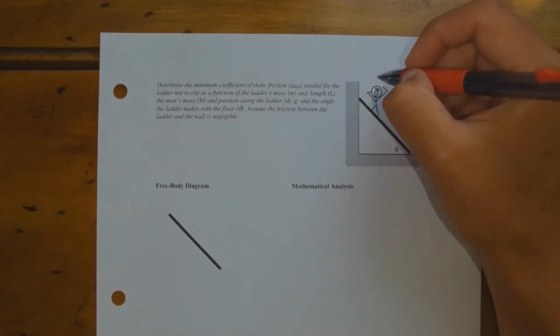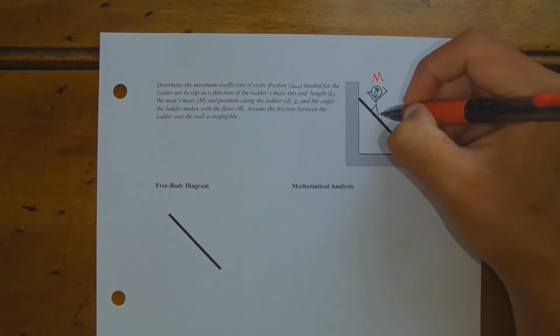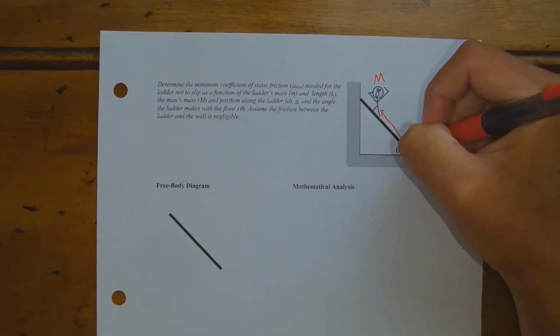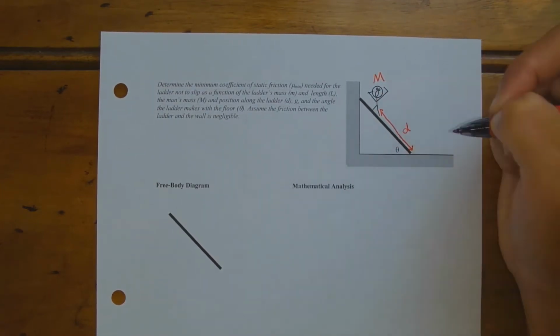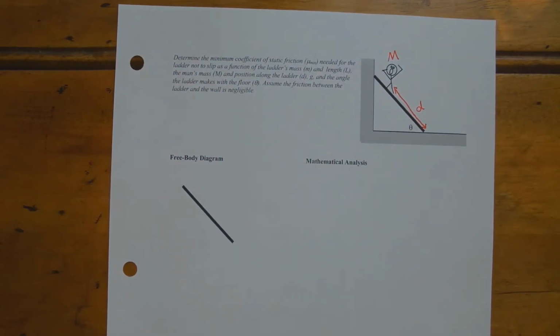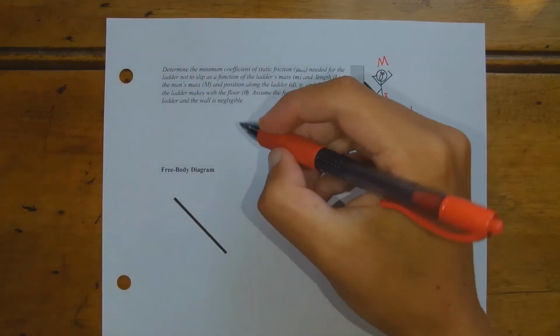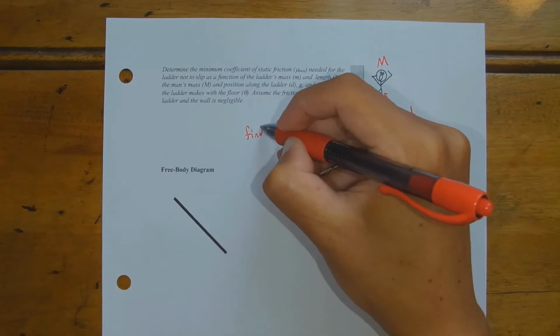So the man has a mass capital M and he is a distance little d from the bottom of the ladder. And we want to find the minimum coefficient of static friction.